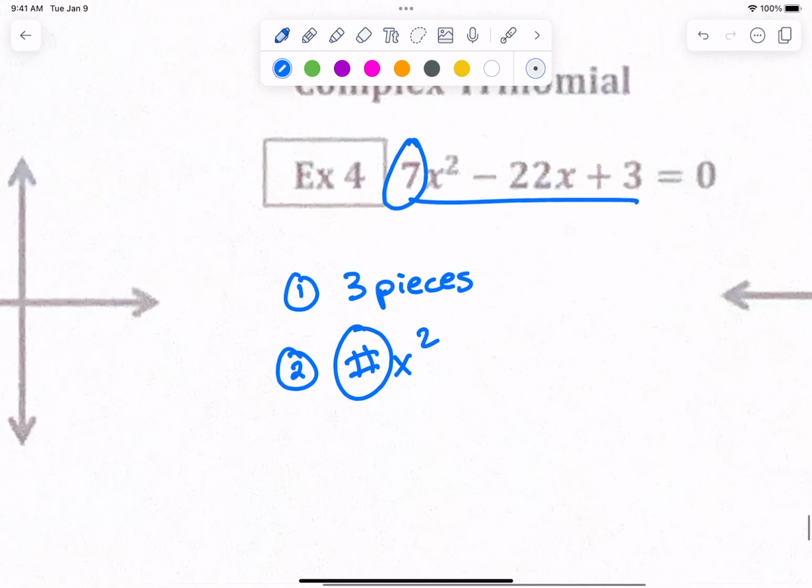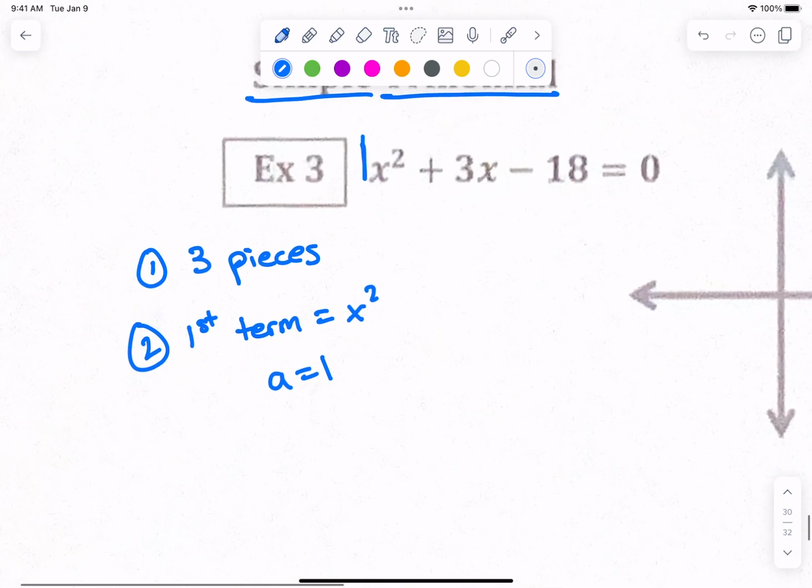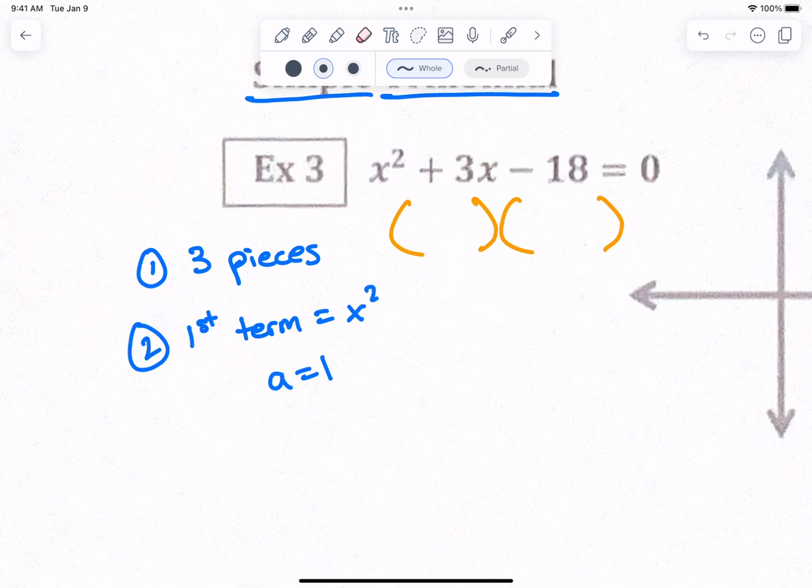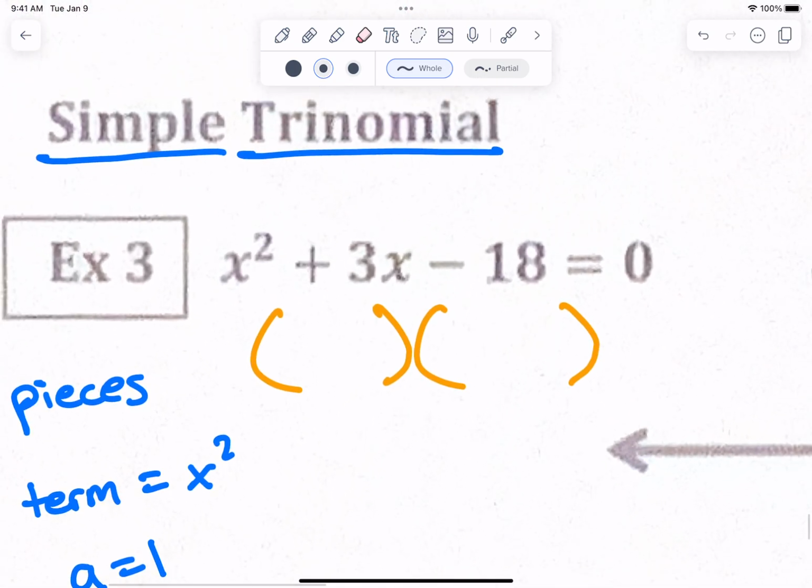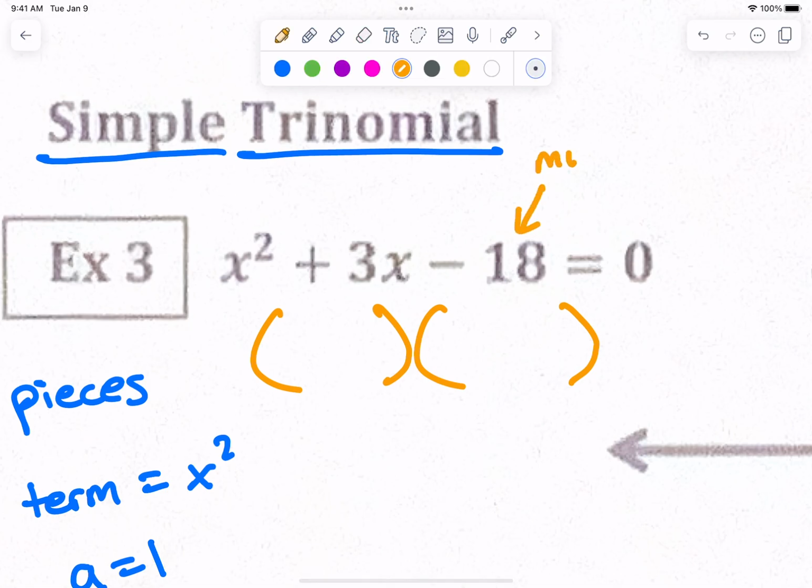But let's go back to the simple ones. This is another really easy method, just like difference of squares. You have 2 bubbles. You have to think a little bit more than with a difference of squares. Here's how a simple trinomial works. You look at the ending number and you are trying to multiply to get that ending number, and add to get the middle number. So I want 2 numbers that multiply to get negative 18, but when I add them, give me 3.